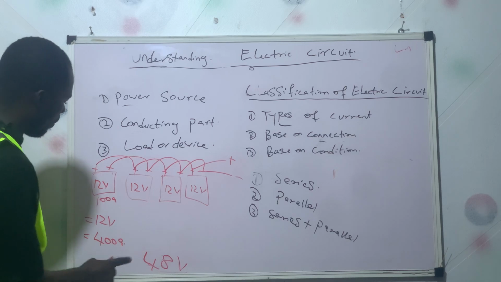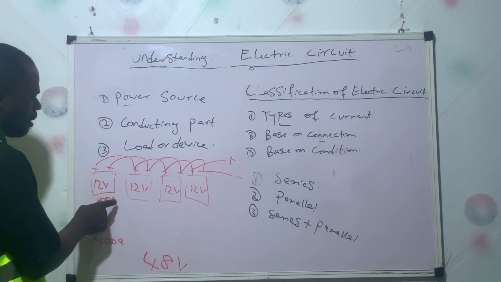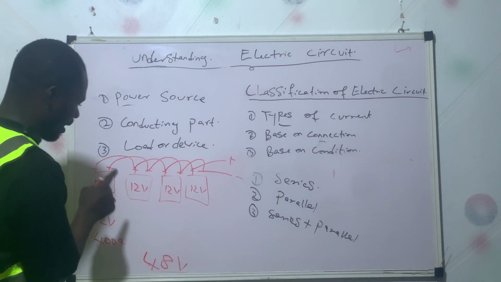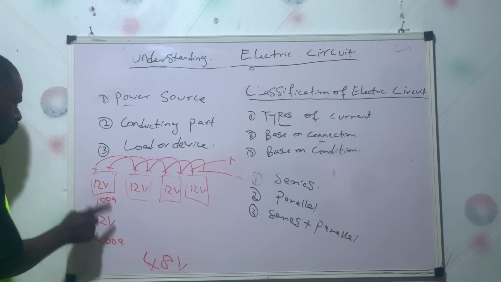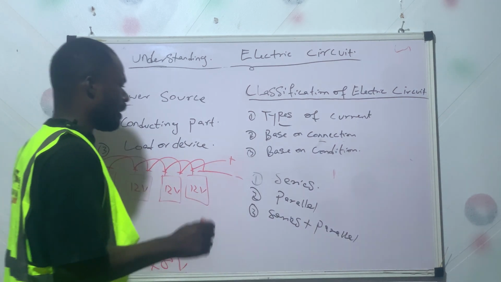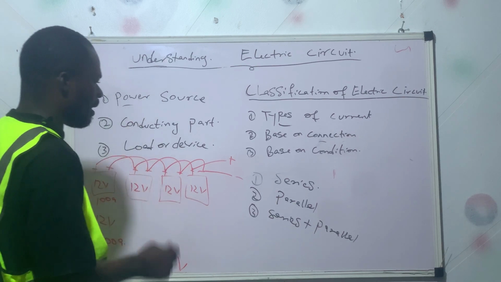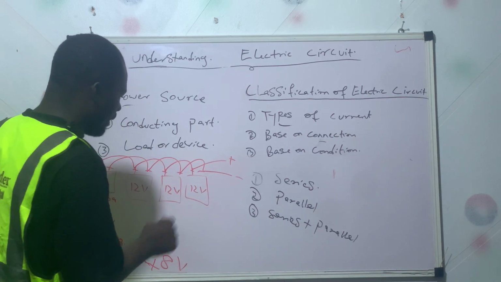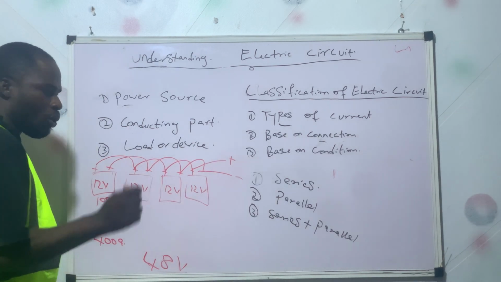You will understand more how a 48 volts inverter can last longer than a 12 volts inverter which is connected with the same battery bank. So we now understand the difference between series and parallel connection.